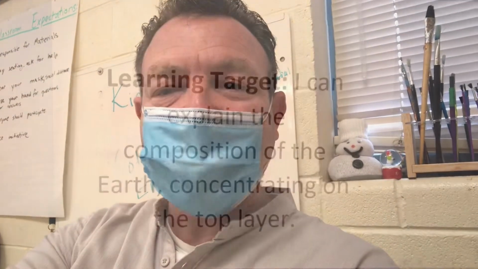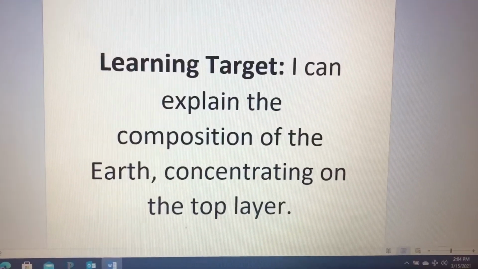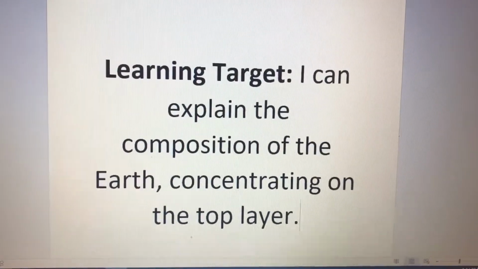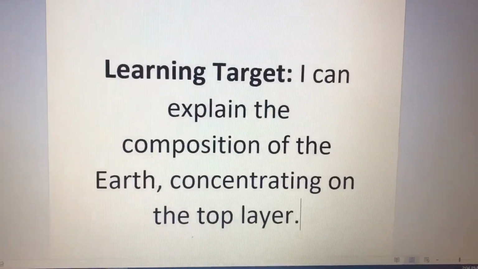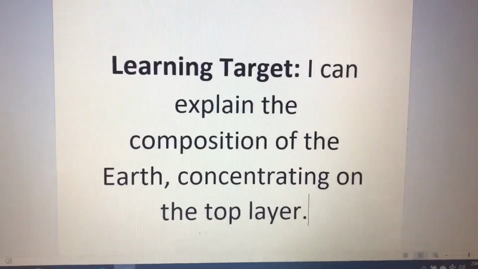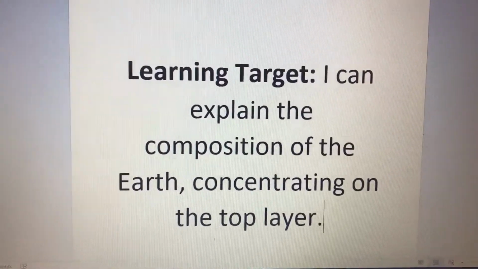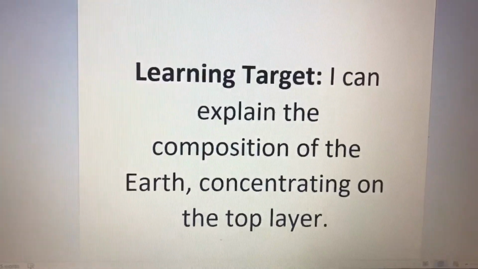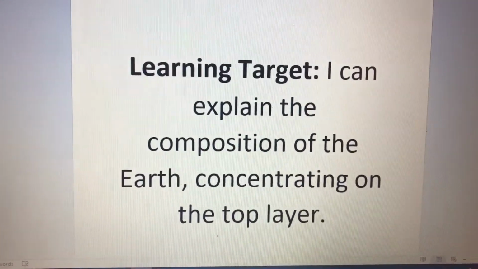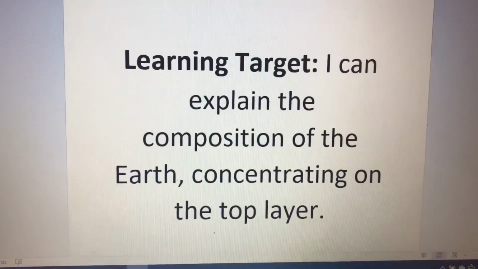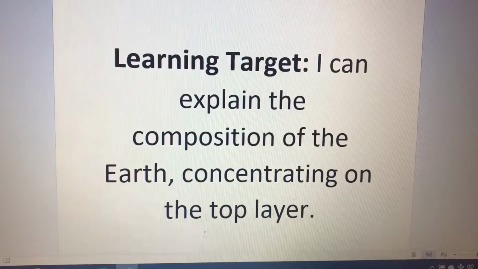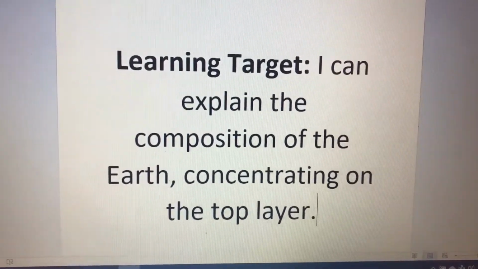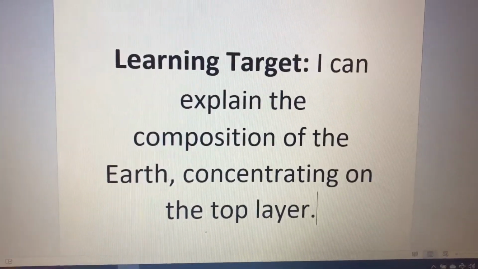Let's look at it one more time. I can explain the composition of the Earth, especially concentrating on the top layer. So we need to look inside, okay? We need to look inside to see what the Earth is made of. And we're going to be discussing the top layer. We're going to be learning about that top layer. So that's why I needed to make sure that you understood that a sphere is 3-dimensional.